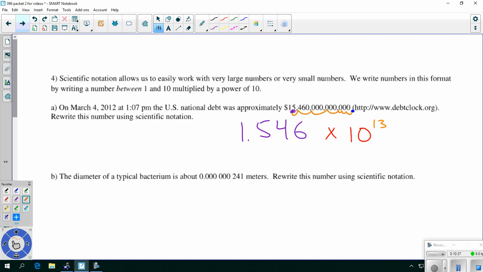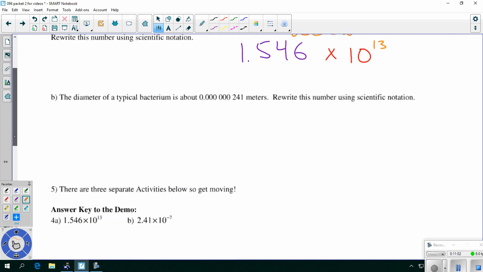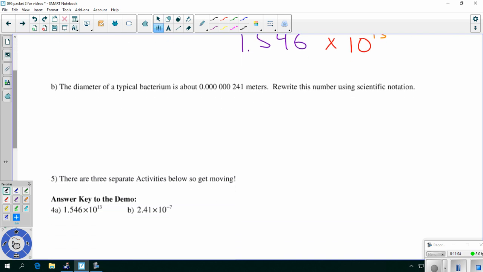Part B. The diameter of a typical bacterium is about 0.000000241 meters, very tiny. So here's a number quite close to 0, and scientific notation is going to save the day again. First of all, when I typed this out, I made it friendly for the reader by putting a little space after every block of 3. I can't put a comma like I could for the 15 trillion number up above, but I can make it a little bit easier to read by putting those spaces. But let's use scientific notation.